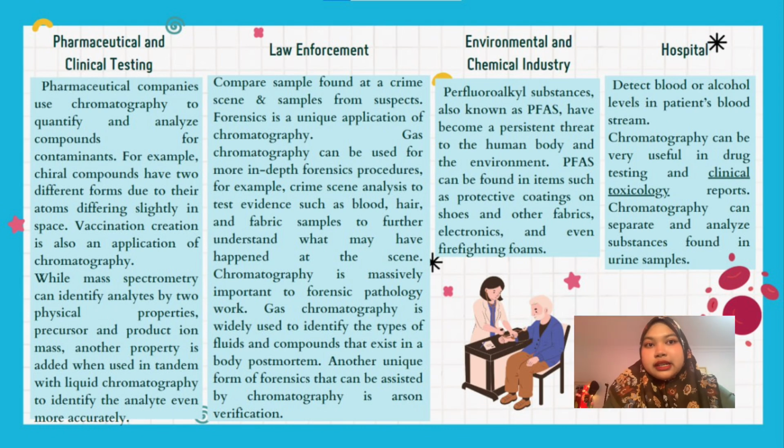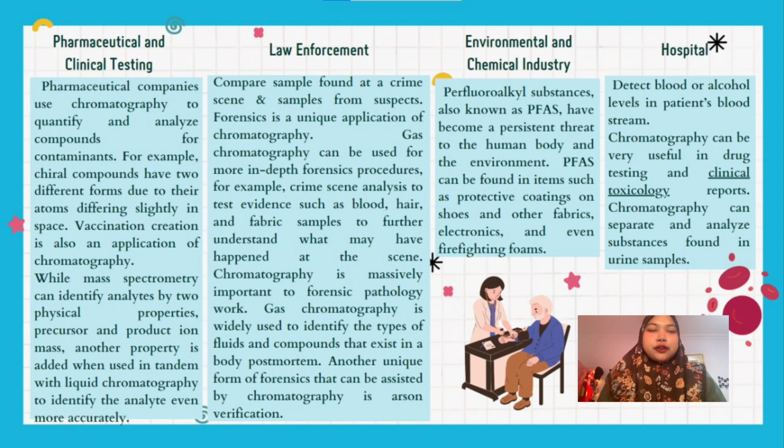Another one is law enforcement. Compare a sample found at a crime scene and a sample from a suspect. Chromatography can be used for a more in-depth forensic procedure. For example, crime scene analysis to test evidence such as blood, hair, and fabric samples to further understand what may have happened at the scene.